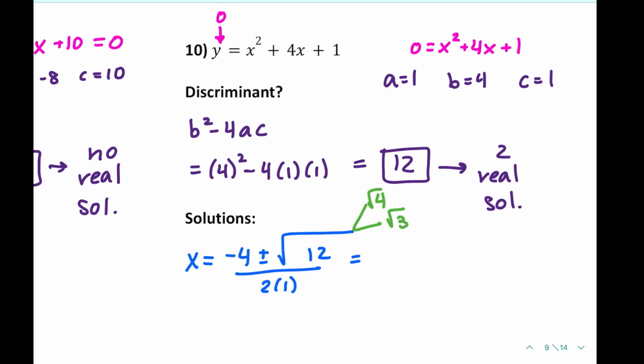Okay, so bear with me. This one's a little tricky. Negative 4 plus or minus. Because of the square root of 4, I'm going to have a 2 in front. And then that's going to be followed by a square root of 3 because that cannot be simplified further. All over 2.